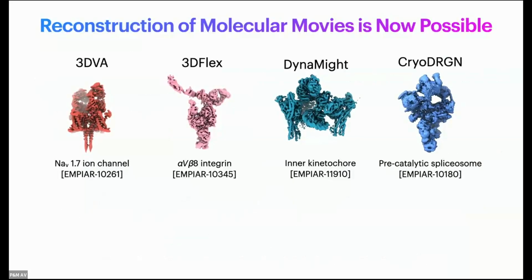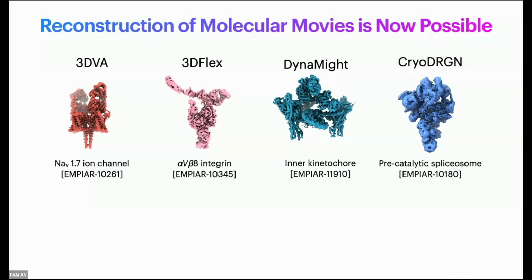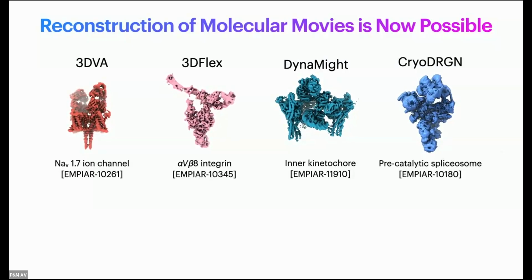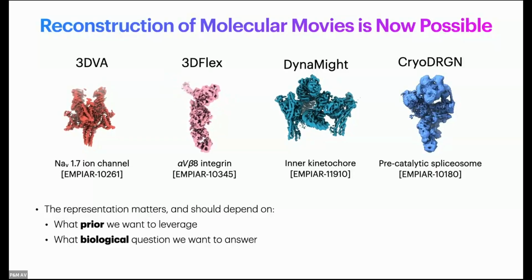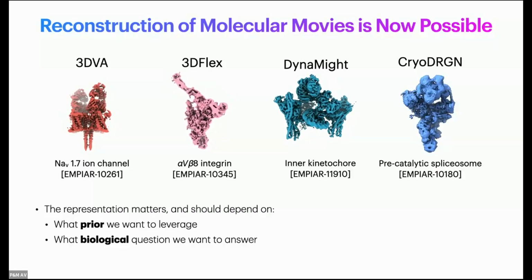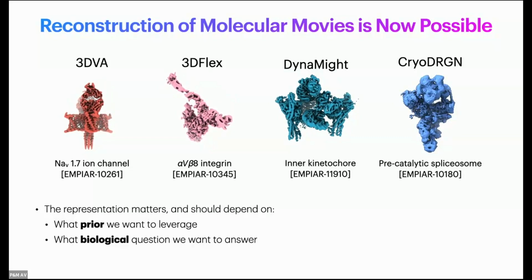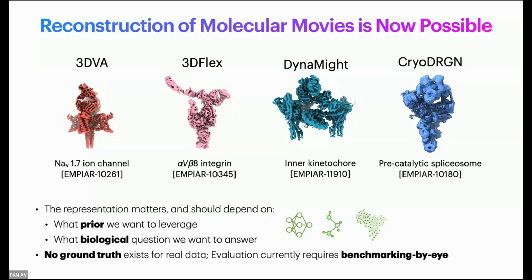Okay, so for the last part of this talk, we're at this time where we can reconstruct these molecular movies. And these different algorithms, CryoDRGN, 3DVA, 3DFlex, Dynamight, they use different sorts of priors in terms of the representations, in terms of how they optimize. And I think now it's in the realm of the user, the structural biologist, to think about what the biological question they want to answer is. Do we want to find compositional heterogeneity? Do we want to look at conformational ensembles?